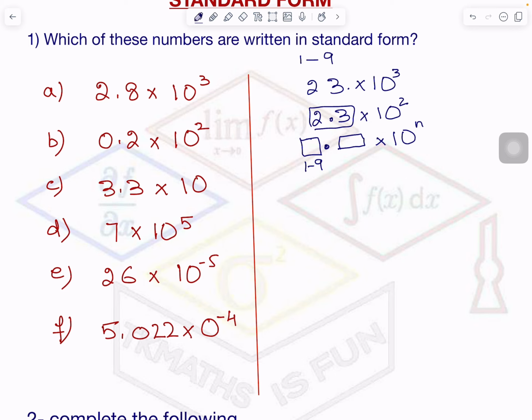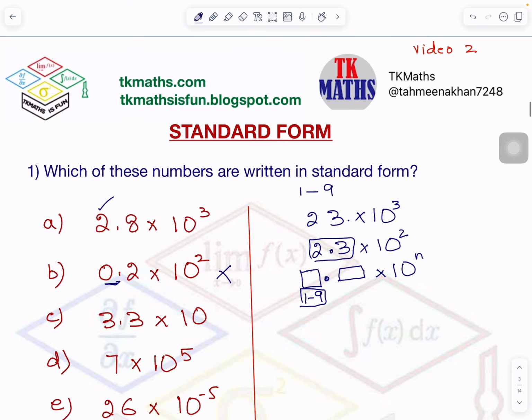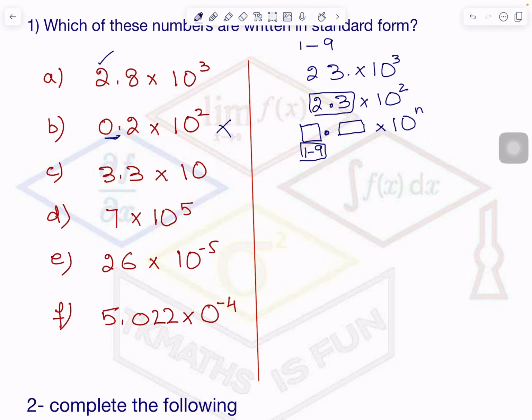If you see number A, it is 2.8 into 10 power 3. Yes, you're right, it is a standard form because before the decimal it is 2. If you look at the second example, is it a standard form? No, it is not. Before the decimal here you do not have any number between 1 to 9, so this is not a standard form. How to change it into standard form, we will see maybe in the next video. Right now we are seeing the identification.